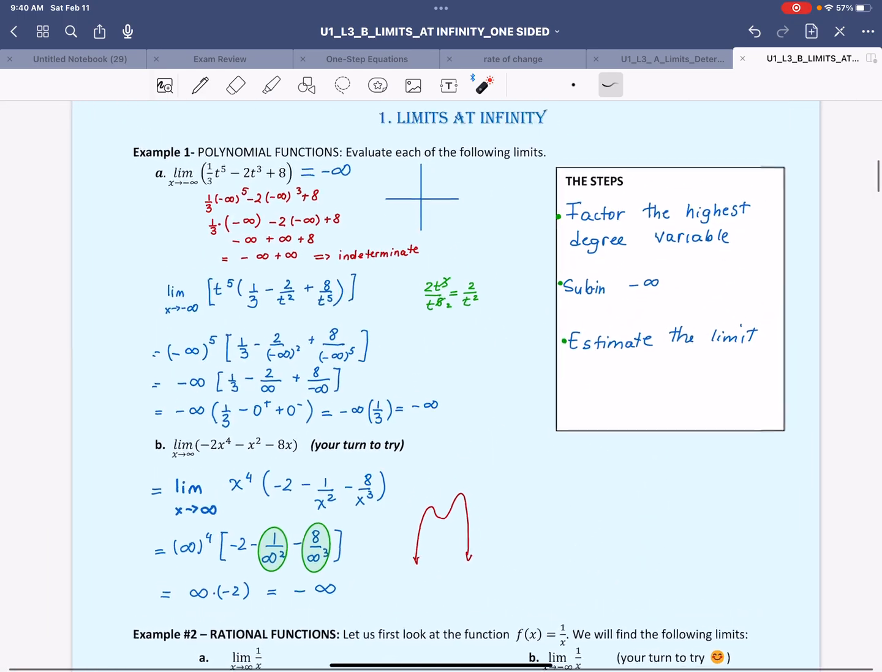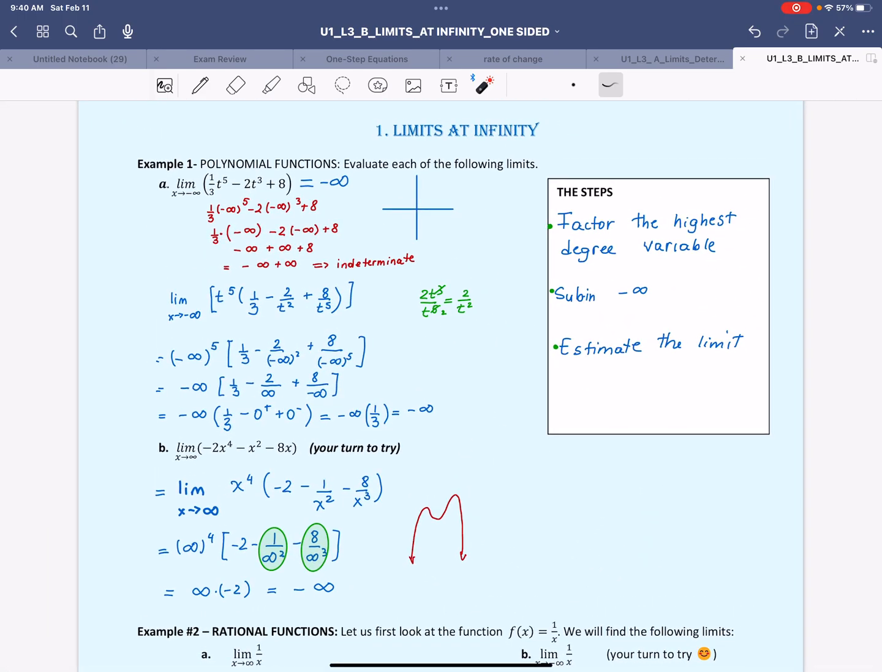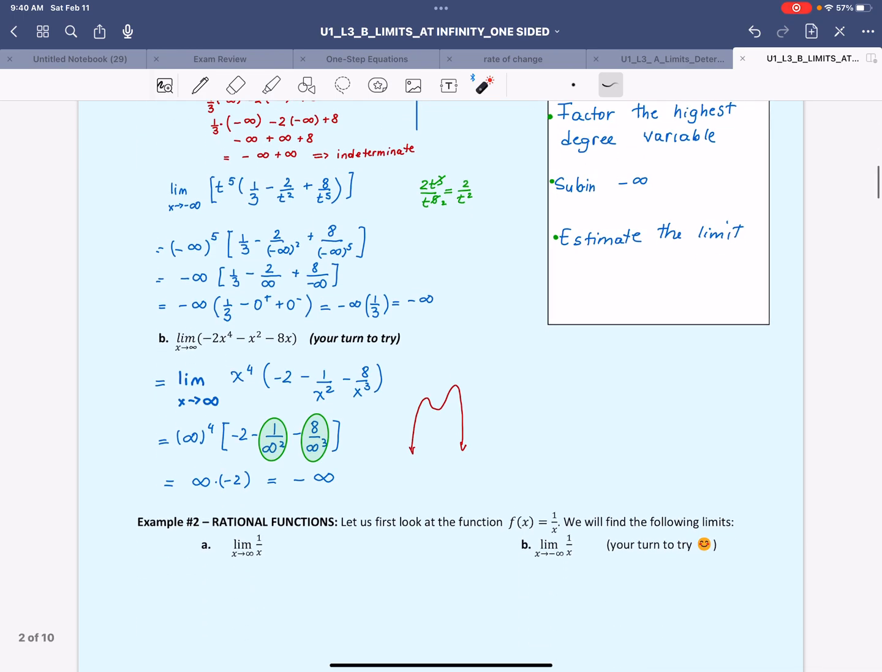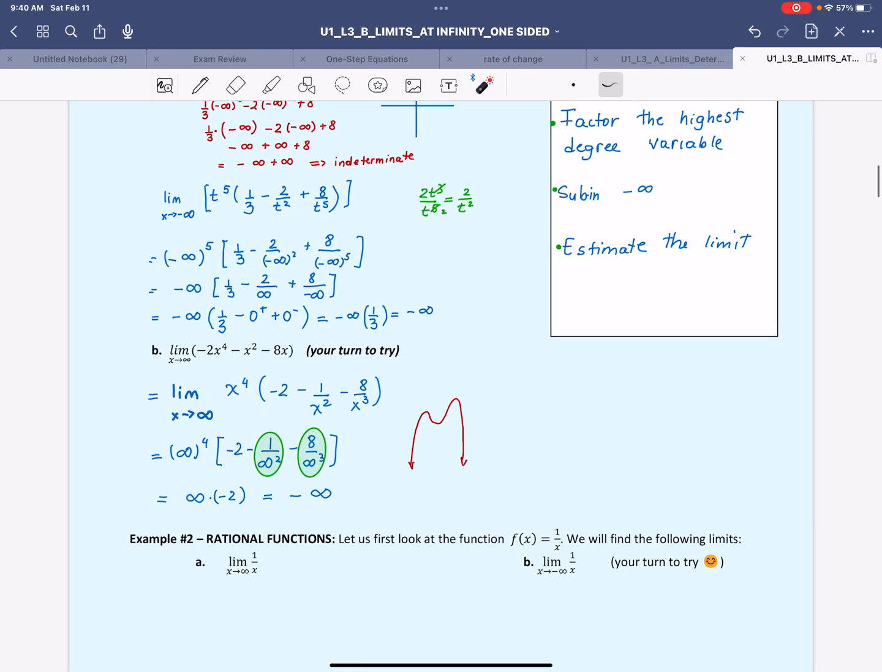So this is how we find limits at infinity in polynomial functions. And in the next video, I will go over limits at infinity in rational functions, where things get a little bit more interesting.